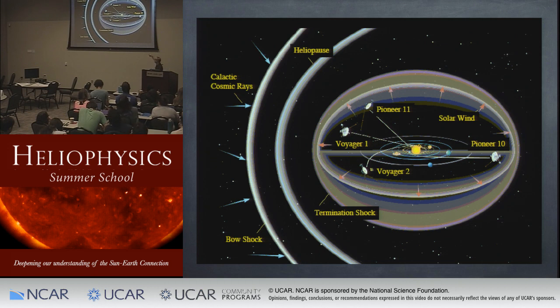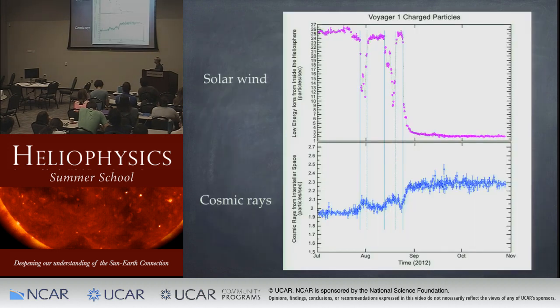And we have the Voyager spacecraft, at least one of which is believed to have crossed the termination shock. This is the data that pretty much shows that. You can see a drop in the solar wind particles and an increase in the cosmic ray flux. So if we have more cosmic rays and fewer solar wind particles, it means that we're not in the solar wind, we're out. That's the logic we see here.